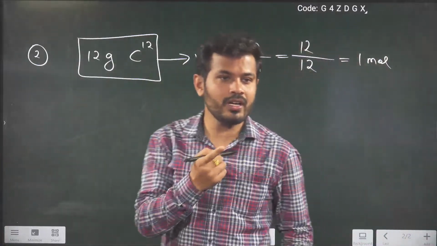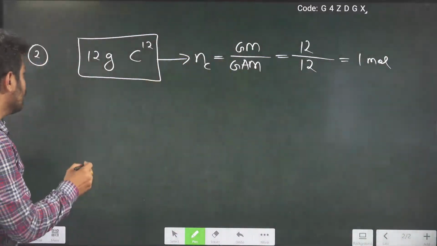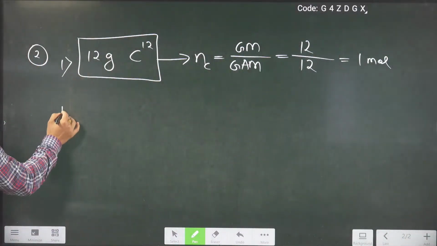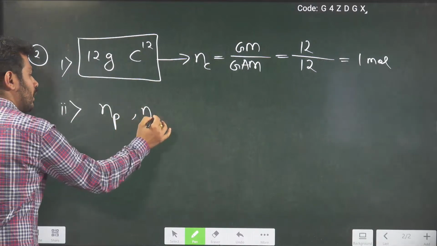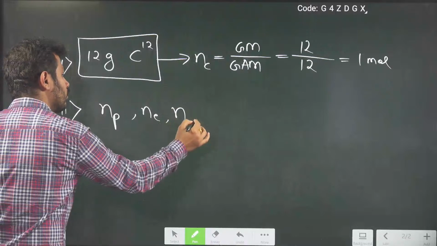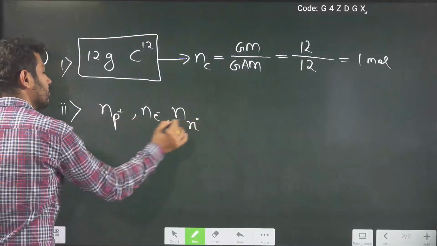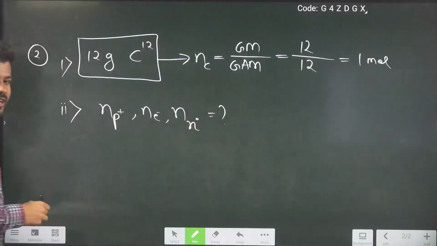Now the number of protons, electrons and neutrons in it. Okay, so let us calculate the second part. Number of protons, number of electrons, number of neutrons. How many are present? We are going to calculate.